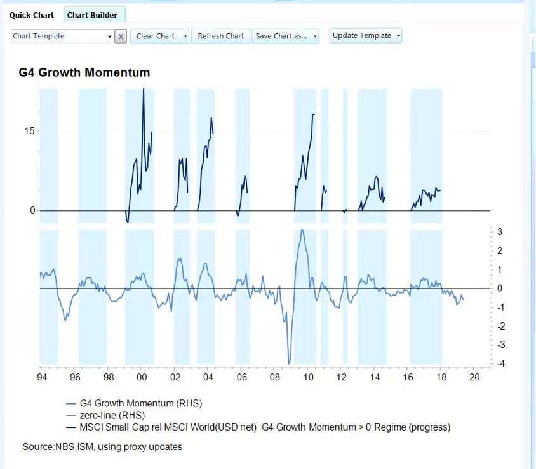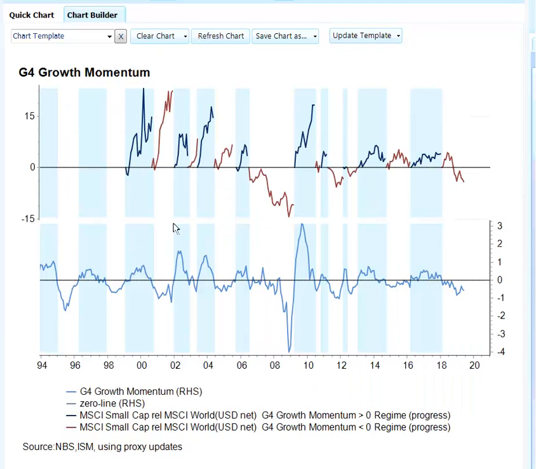If we then consider periods where growth momentum is below zero, we can see here small caps, not so much in the early part of the 2000s, but certainly since then, generally declining growth momentum has been associated with poorer performance from small caps, and that's the phase that we find ourselves in at the present time. Growth momentum is and has been below zero for a good part of about 16 months.